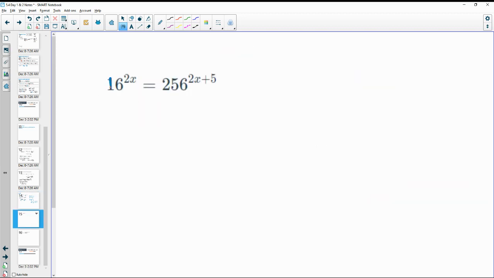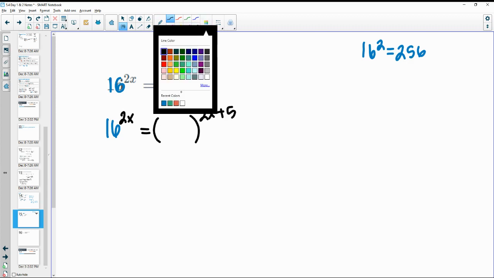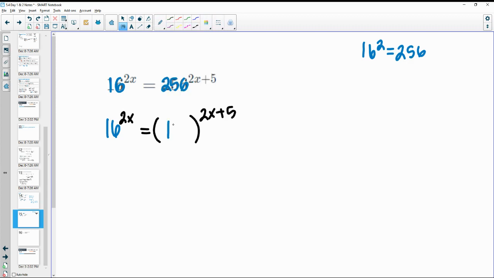Next one, so our bases are 16 and then 256. So you can check 16 and see if you can write that as 256. So 16 squared is 256. So we'll be able to rewrite 256 as 16 squared. So we have on this side 16 to the 2x equals, and now we'll be able to rewrite 256 as 16 squared.